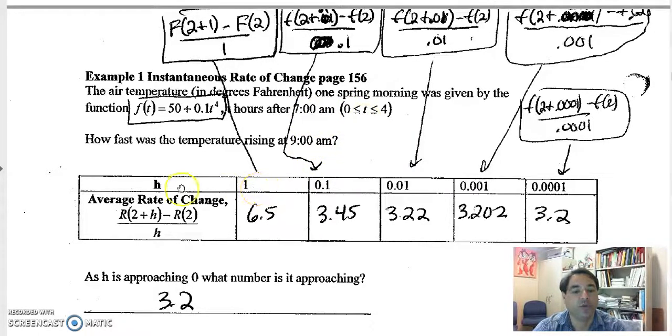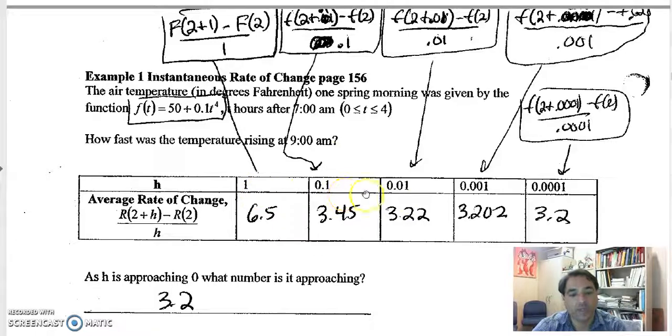So notice we're going to go h of 1 hour later, 10th of an hour later, 100th of an hour, thousandths, and 10,000ths. So all the work is here. f of 2 plus 1 minus f of 2 over 1. Then we plug in 0.1. Then we plug in 0.01, 0.001, 0.0001. Okay? So what's happening at 9 a.m., which is hour 2?